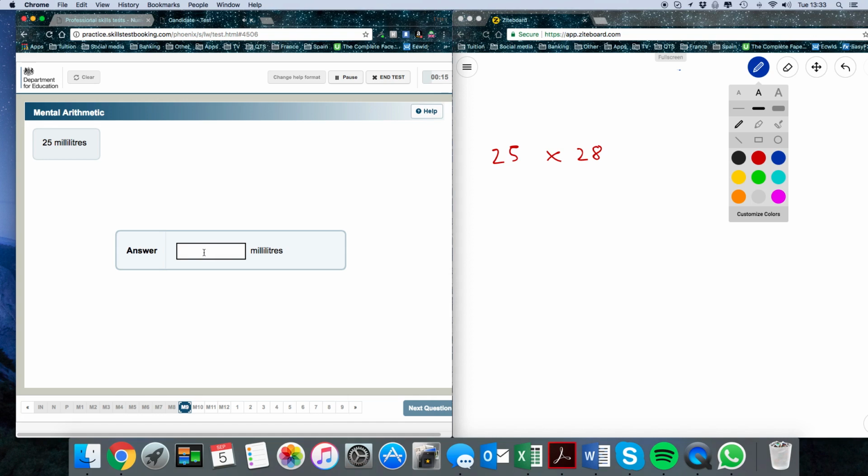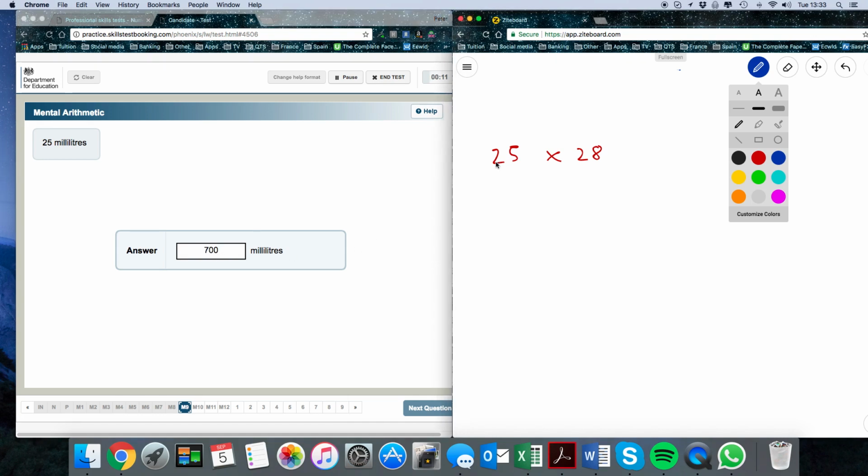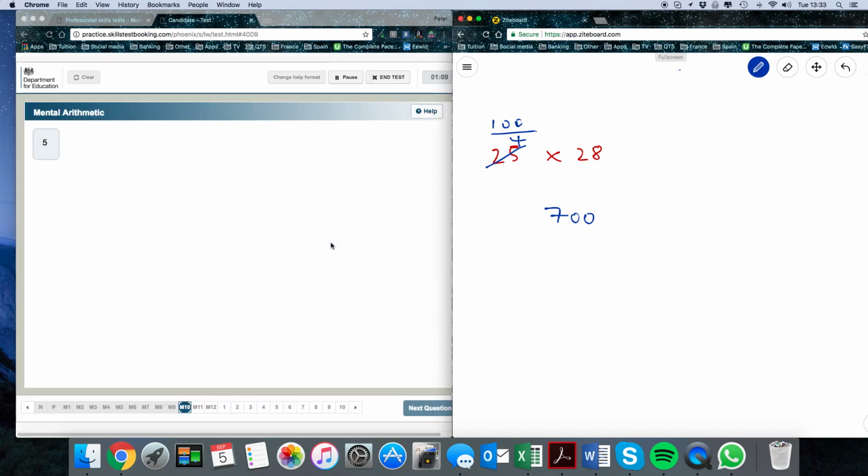Okay, I'm just going to quickly put the answer in, but I'll show you on the right hand side. The 25, it comes up all the time. You need to think of it as a quarter of 100. You could even write it like this. So what you do is you do a quarter of 28, which is 7, and then times by 100. Okay, very important method. Question 10.